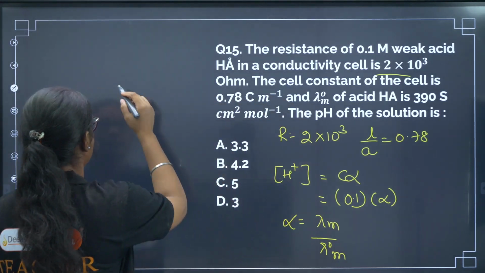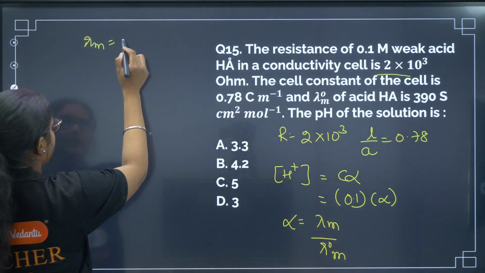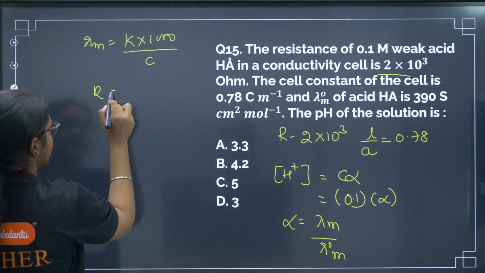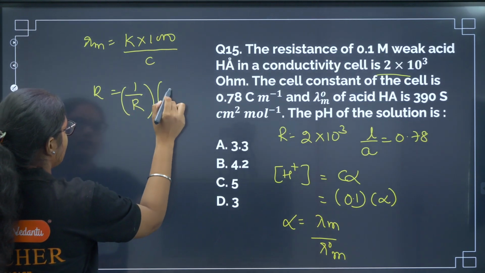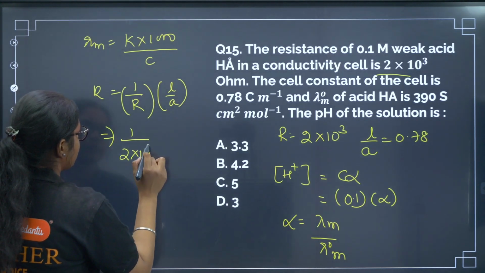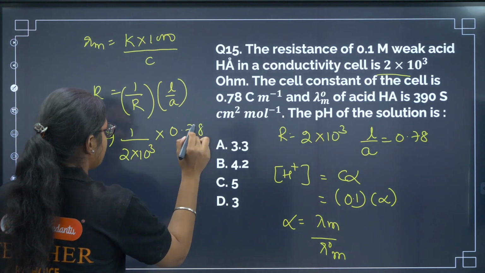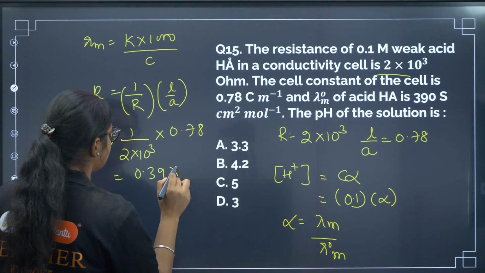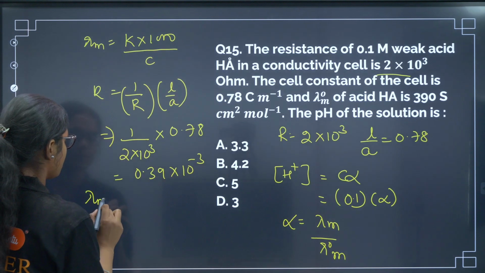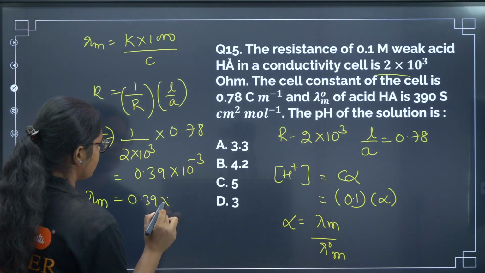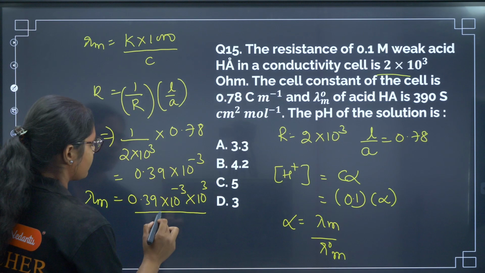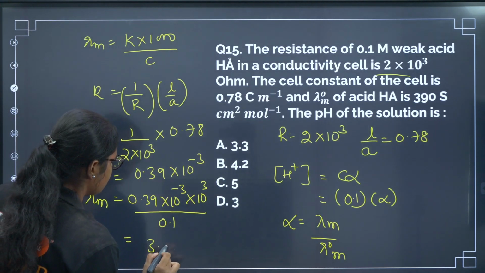So next is to find the lambda m value. Lambda m is kappa into 1000 by C. We don't have the kappa value either. So next is the kappa value, 1 by R into L by A. Let us start from here: 1 by 2 into 10 to the power of 3 into 0.78. So we'll get 0.39 into 10 to the power of minus 3. That is your kappa value. Substitute here for lambda m: 0.39 into 10 to the power of minus 3 into 10 to the power of 3 divided by C, which is 0.1. So again we will get 3.9.